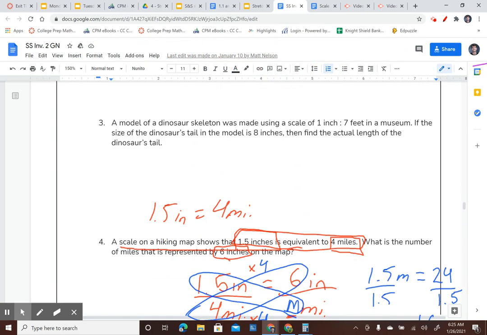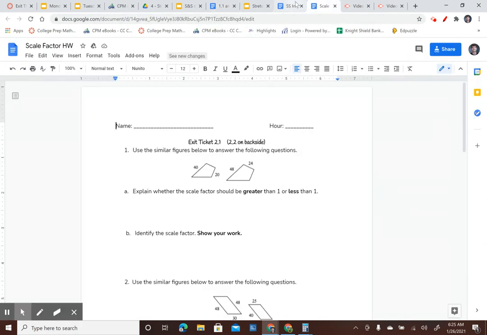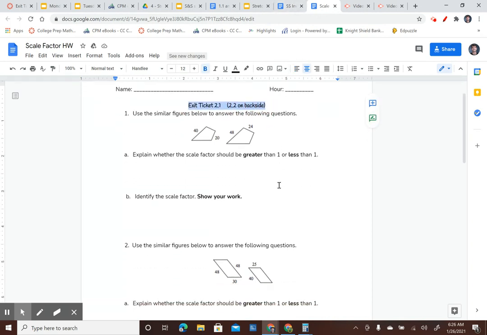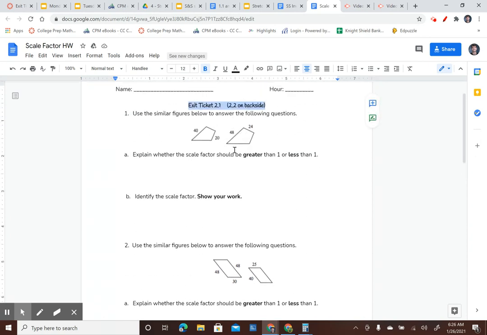All right, I'll leave the rest of the problems to you guys to complete, and then you're going to complete exit ticket 2.1. So I'm going to go over here to exit ticket, and this is the first one, 2.1. Notice 2.2 is on the back side. So here you're going to be talking about if the scale factor is going to be greater than 1 or less than 1, going from left to right. And then you're going to show your work to identify the scale factor.